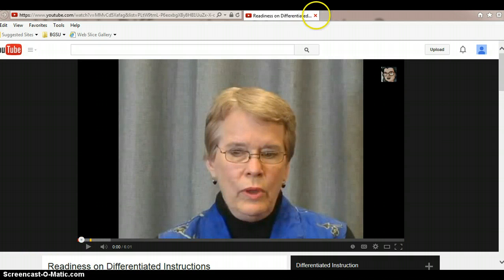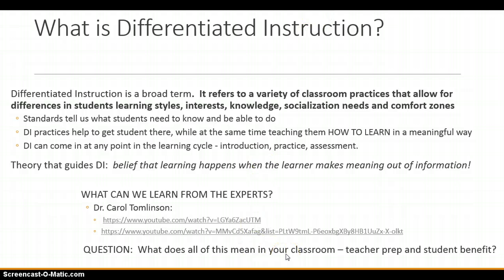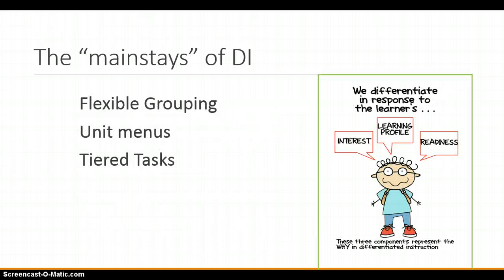Okay, so what does this mean in your classroom? What about your preparation, and what about the students that you will serve? Well, one of the things I think is really clear with Dr. Tomlinson is that you don't go gangbusters at all things. What you do want to do first is, again, is collect data and think about where the students are.